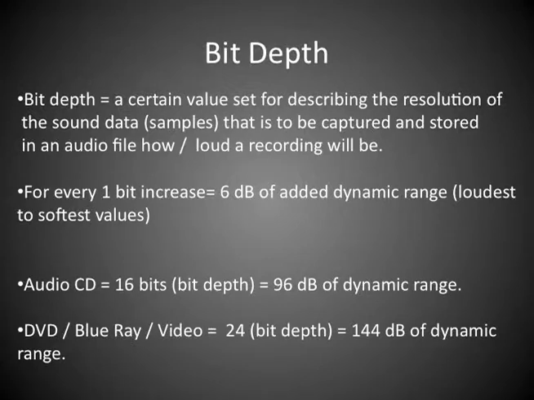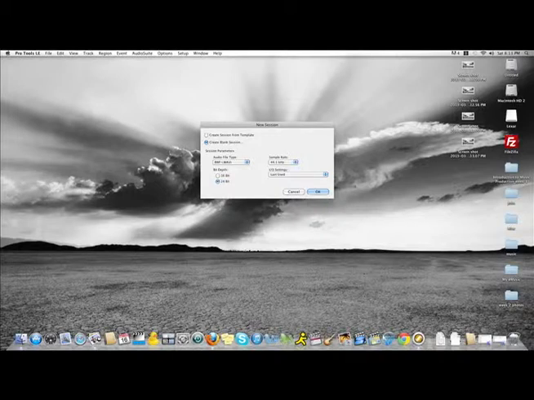Next, we're going to select our bit depth. Bit depth will affect our overall dynamic range, or the values we hear from loudest to softest. Our standard bit depth for a CD is 16 bits, and for video is 24 bits. We will select the 24 bits for this session.